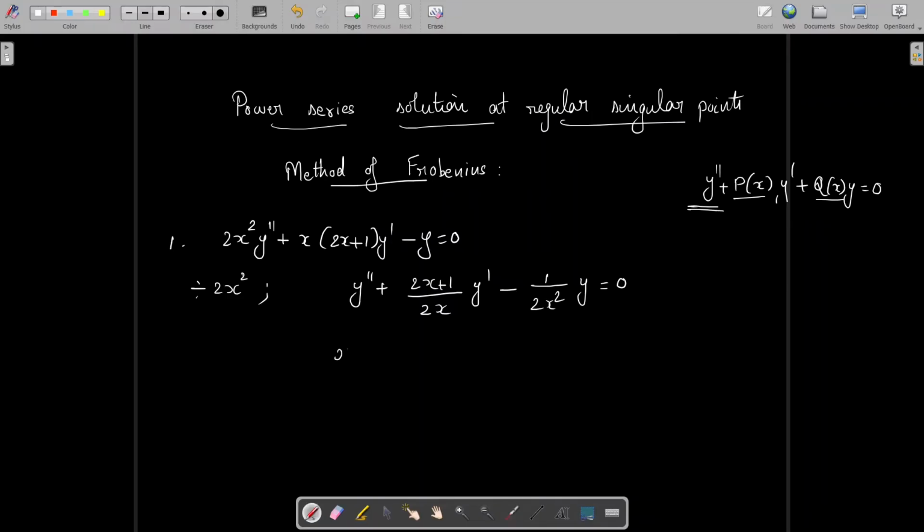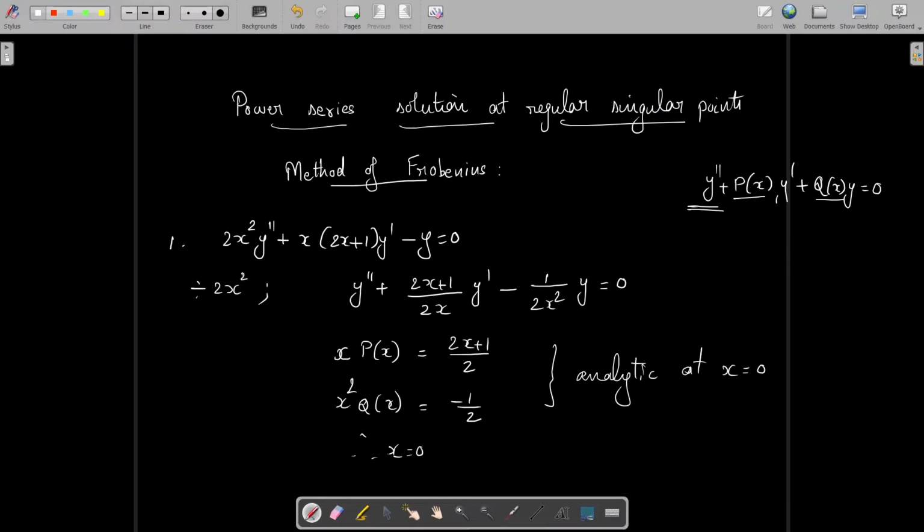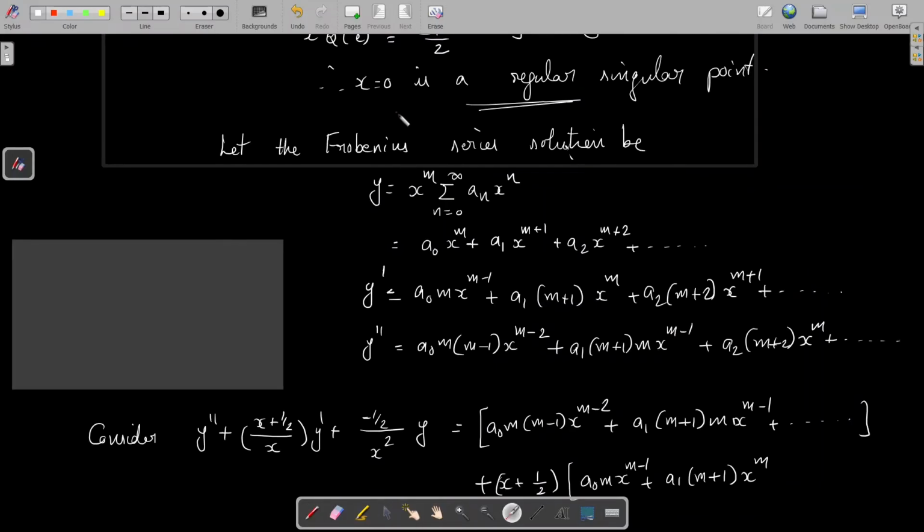Now we consider x - 0, that is, x p(x) is equal to (2x + 1)/2, and x^2 q(x) is -1/2. Both are analytic at x = 0. Therefore, x = 0 is a regular singular point of equation 1. Now let us see how we can find the power series solution of the differential equation at the regular singular point x = 0. The method is known as the Frobenius method.